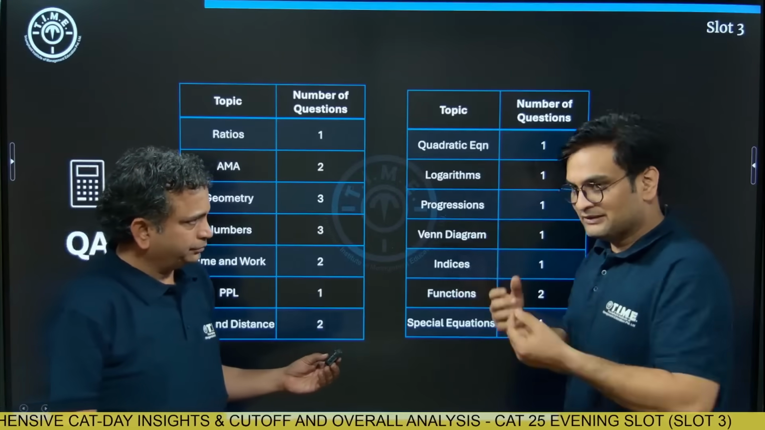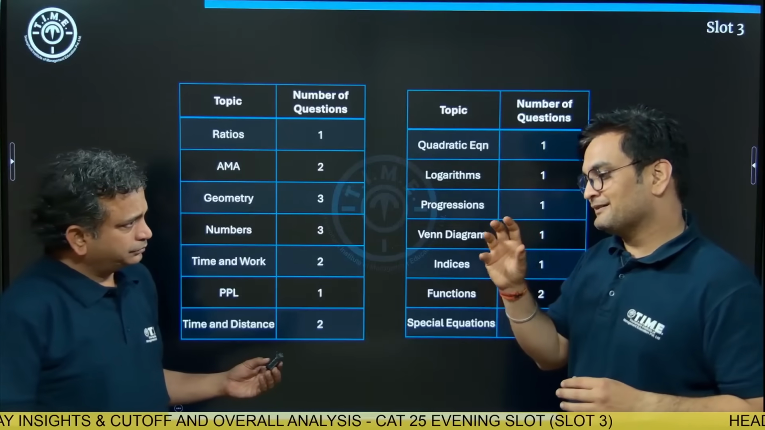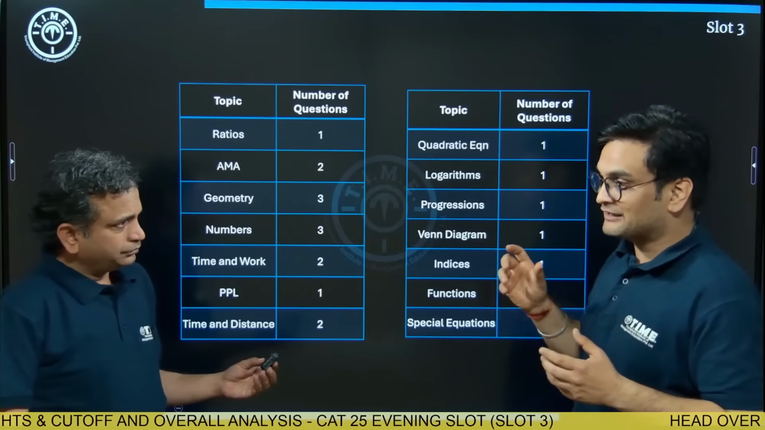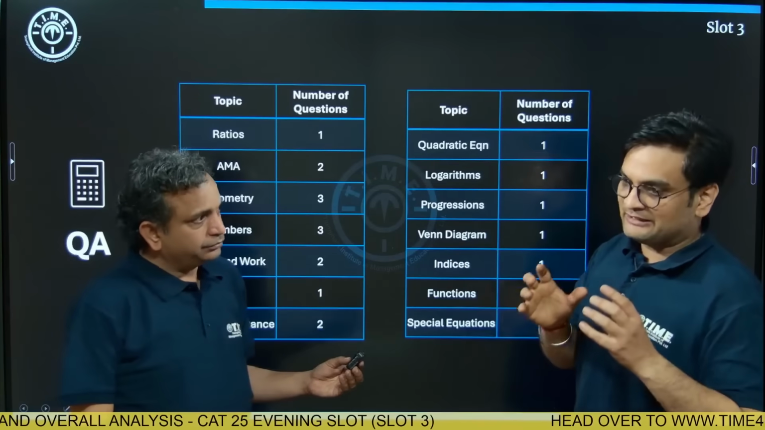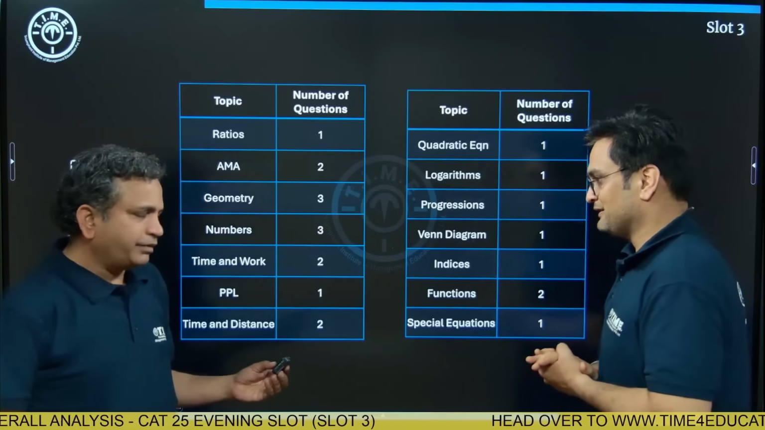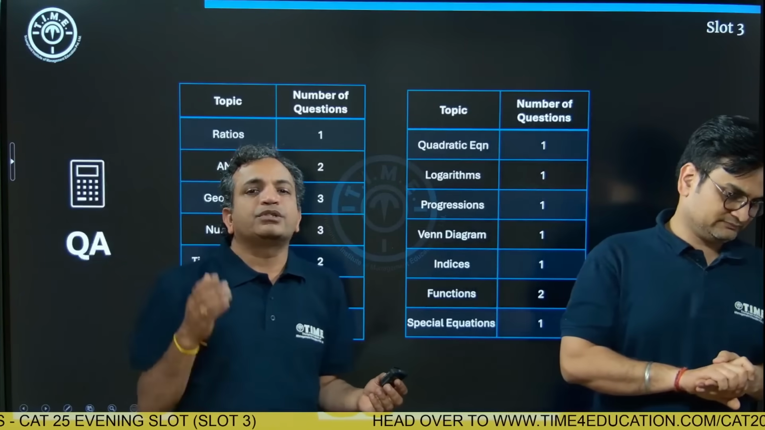That's just one example. Likewise, in this particular test, the level of difficulty of the numbers itself was very high. So anyone who is good with calculations would definitely have an advantage over the others. So folks, that emphasizes the importance of speed maths.